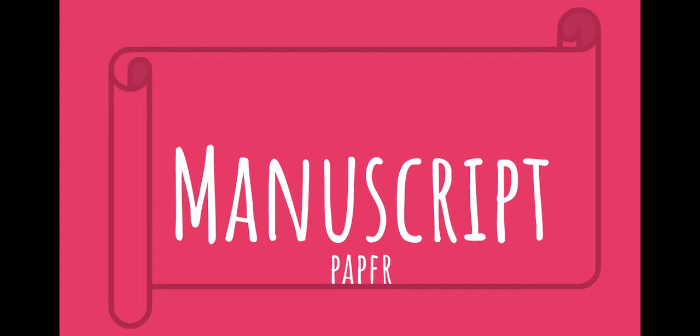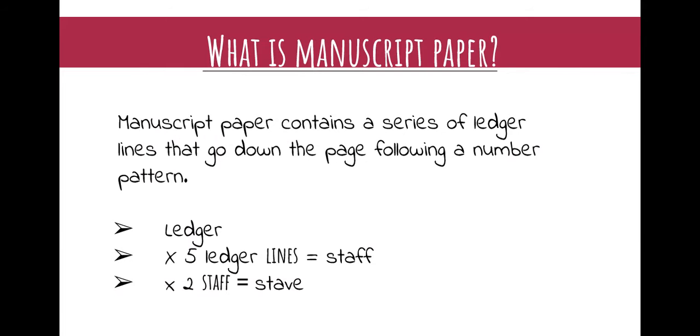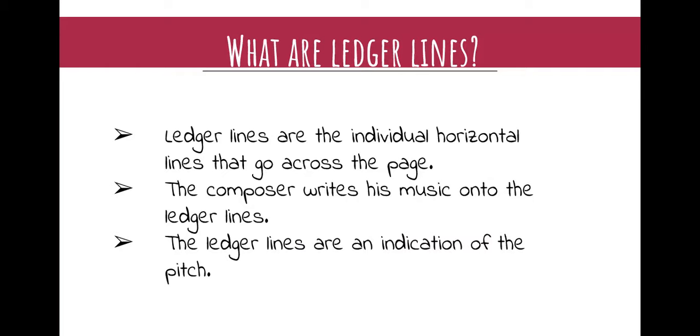So we're going to start off by creating our own manuscript paper. Manuscript paper is simply a series of ledger lines, and a staff is exactly 5 lines. If you create 5 horizontal lines, one above the other, then this is what we call a staff. And if you have 2 staffs, one stacked on top of the other, we then call that a stave. And then let's go through the ledger lines. So ledger lines are individual horizontal lines that go across the page from left to right, and the composer writes his music directly onto the lines.